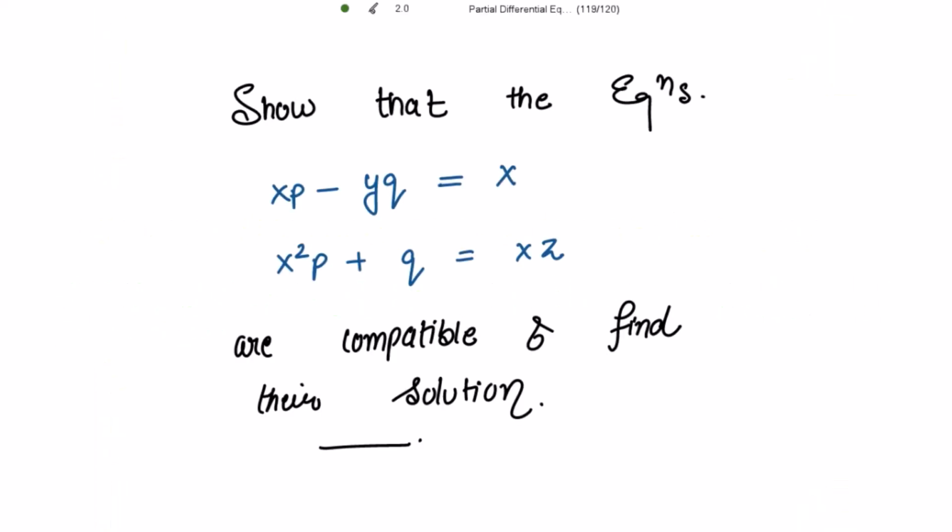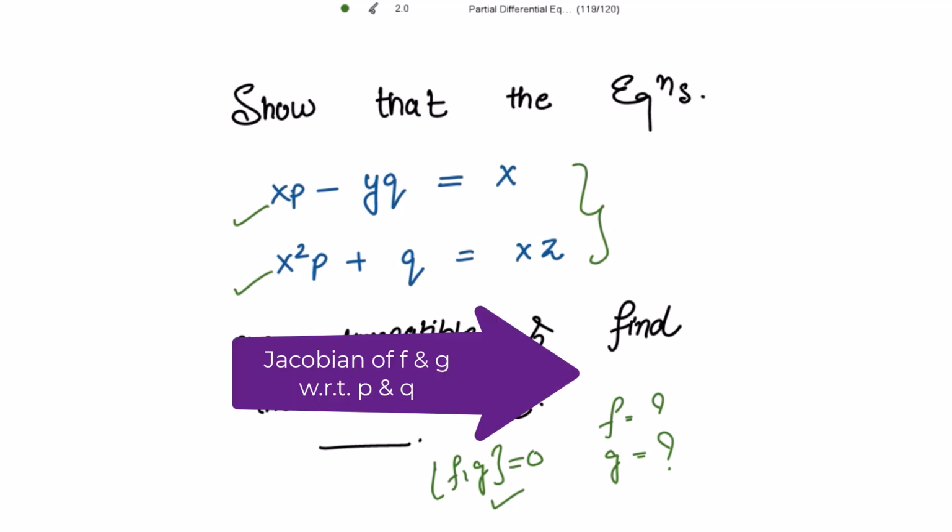To show that these two equations are compatible, we need to find their solution. So we first need to consider what f and g are, and then find the bracket of f and g. You may call this a Poisson bracket, and this should be 0. If this is equal to 0, that means these equations are compatible. And we also need to check that the Jacobian is non-zero and then find the solution.